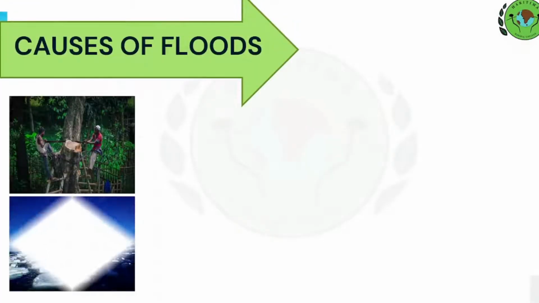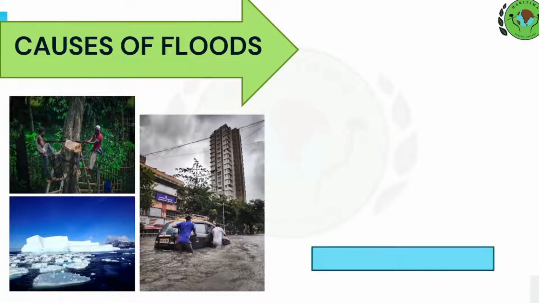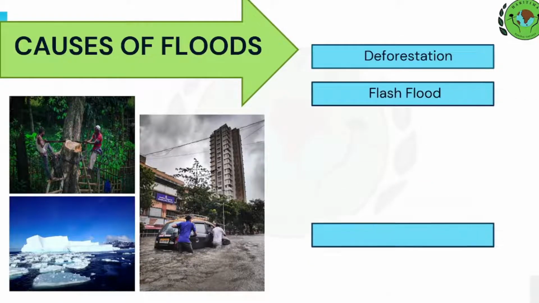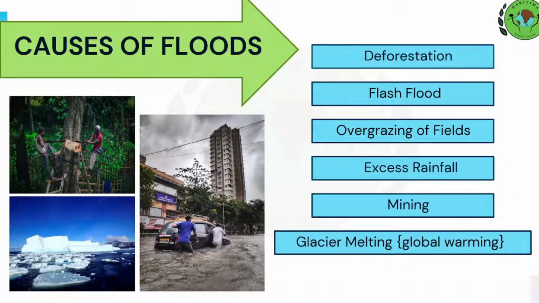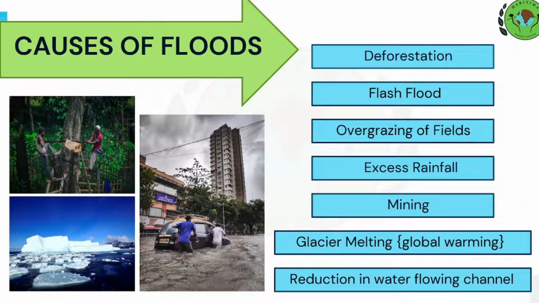Floods occur due to a lot of reasons, some of which are deforestation, flash flood, overgrazing of fields, excessive rainfall, mining, melting of glaciers due to global warming, reduction in water flow in channels, etc.